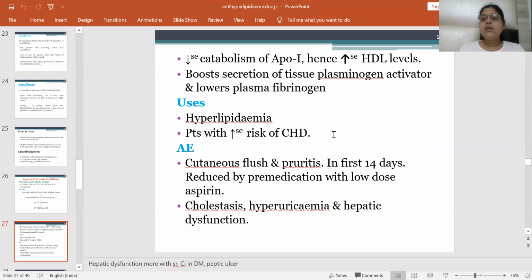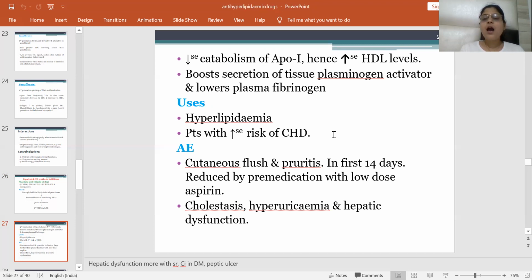Adverse effects are due to release of the prostaglandins, that is PGD2. These are responsible for releasing prostaglandins in the body due to action of PGD2, and they cause flushing and pruritus. This can be reduced by giving laropiprant, or it can be reduced by giving low dose aspirin, which is the prostaglandin synthesis inhibitor. In the first 14 days it can be given, and this flushing and pruritus can be controlled. Laropiprant is another PGD2 antagonist drug, and it is given orally.